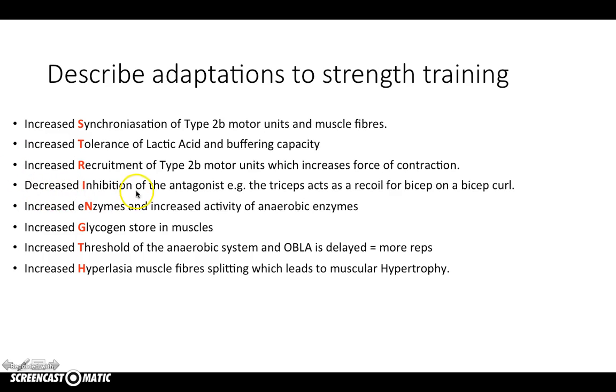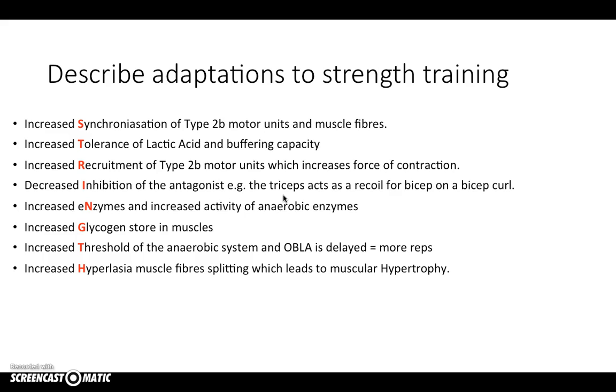Decreased inhibition of the antagonist, e.g. the tricep acts as a recoil for the bicep on the bicep curl. So what we mean about this: after strength training, this leads to a greater stretch of the tricep because it's not as inhibited. It means it can stretch further. This further stretch results in a larger recoil. That larger recoil results in a more forceful contraction of the bicep.